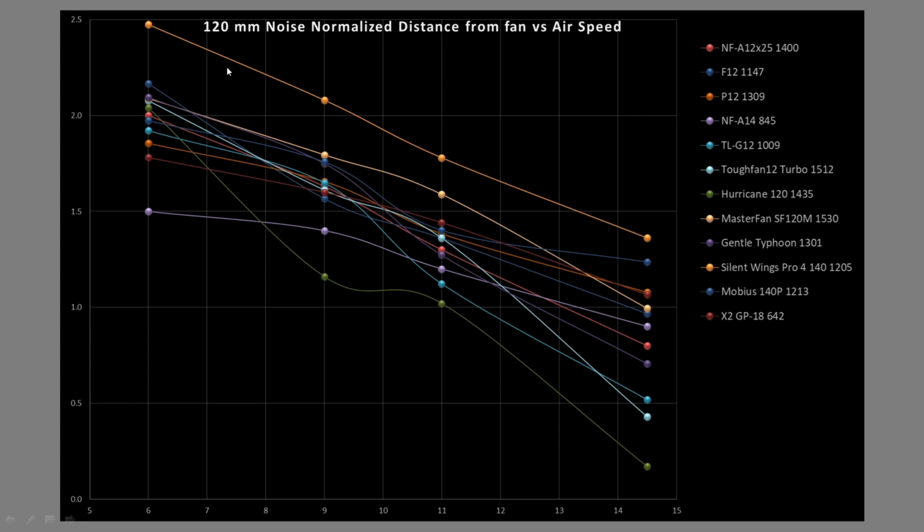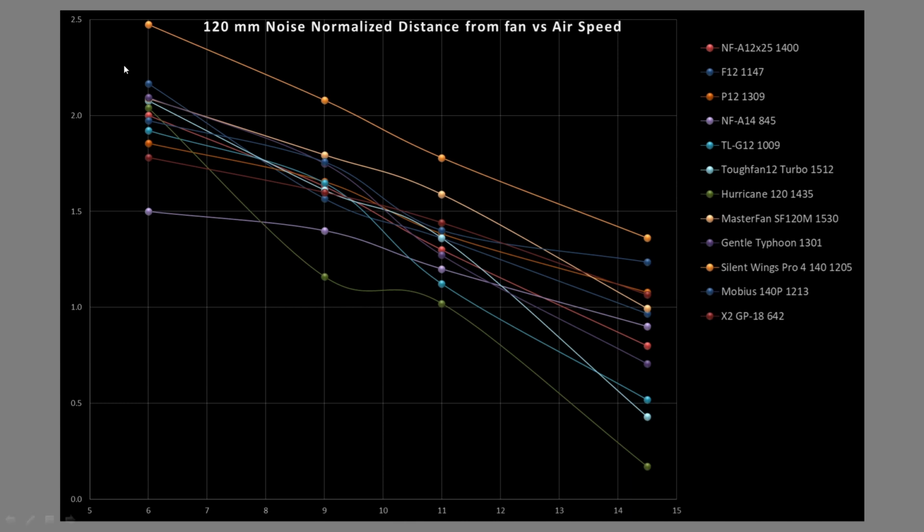Noise normalized, right here, it is this fan right here. And it is the Silent Wings 4 Pro 140mm class fan. It is just kicking some serious butt, noise normalized. Second is a little bit more of a, how do we call it, mixed bag.